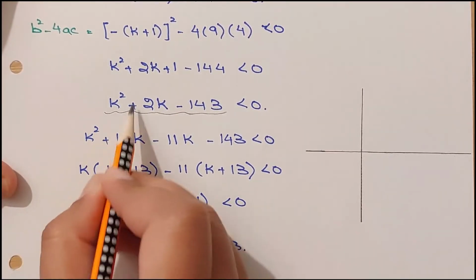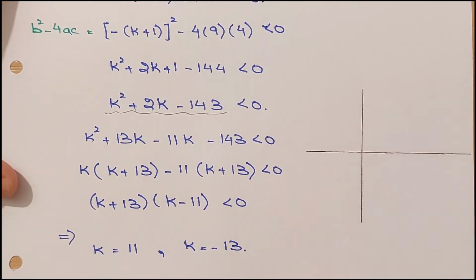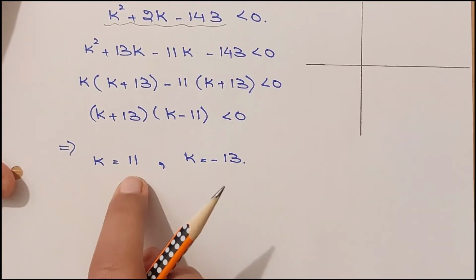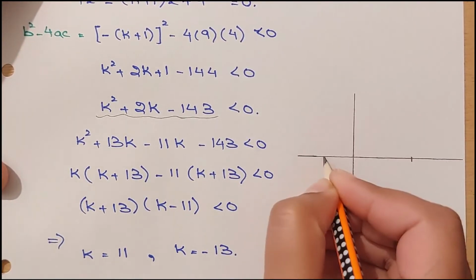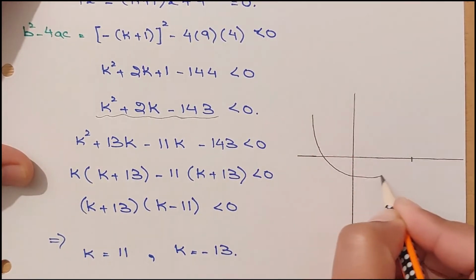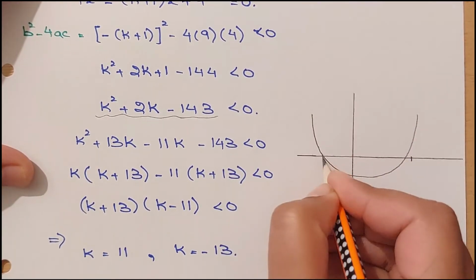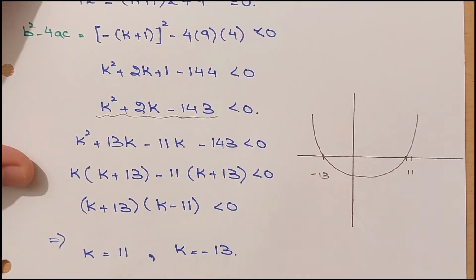So as you can see, the coefficient of k square is positive, so the parabola opens upward, and we have the two roots, 11 and negative 13. Let's say we have 11 here and negative 13 over here. So if I draw the parabola, it opens upward. Let's say this is negative 13 and this is equal to 11.